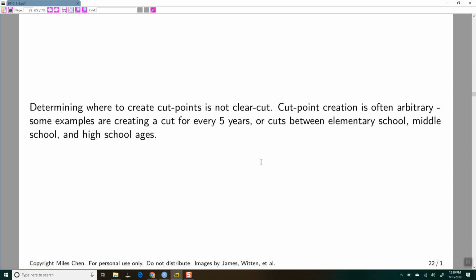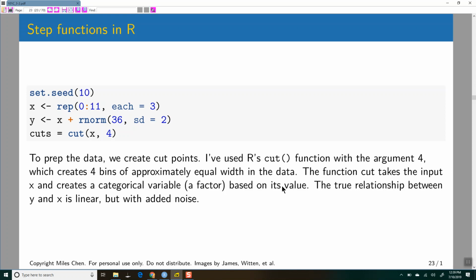I don't know. Okay, so cut points, where to put them, is a little bit arbitrary, right? And there's not a clear-cut way to do it.